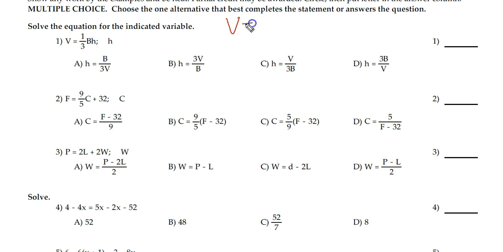V equals 1/3 BH. And you want to solve for the letter H. Well, this is one term, this is one term. The first thing we'd want to do is get rid of the fraction by multiplying both sides by 3. This side and this side. Now here, the 3's will cancel out. So you're now left with this, and I'll clean that up.